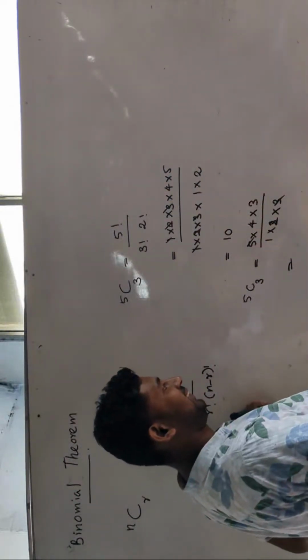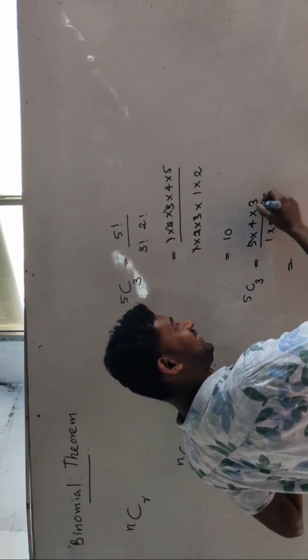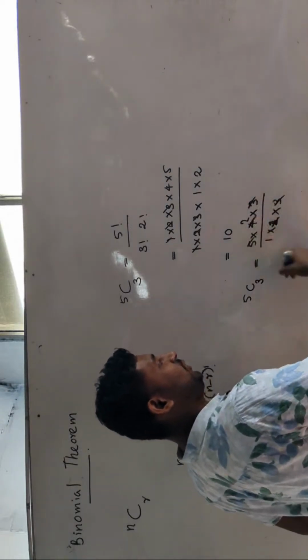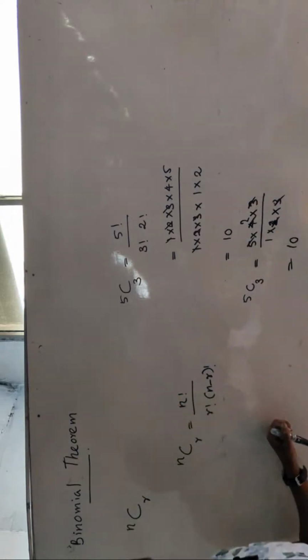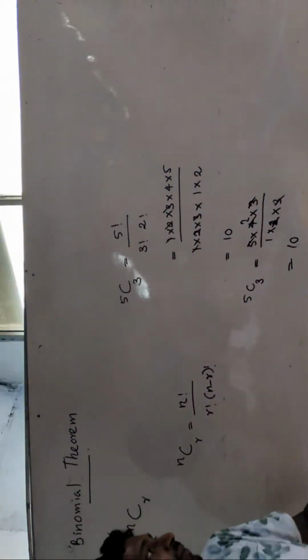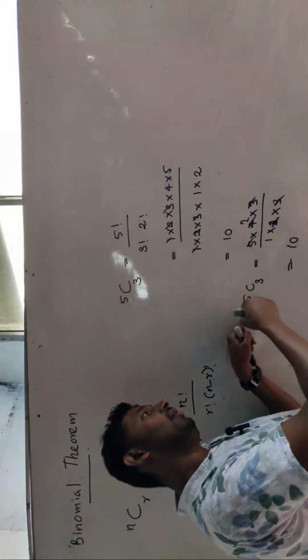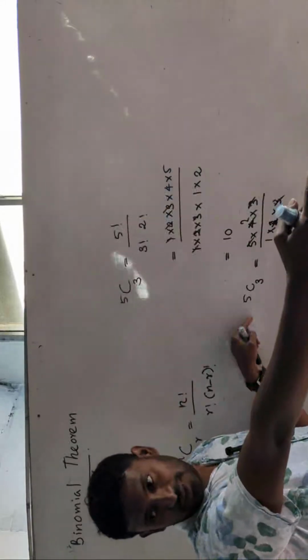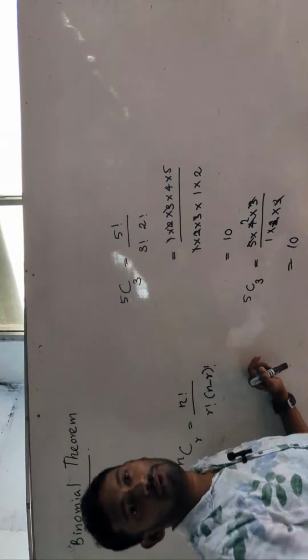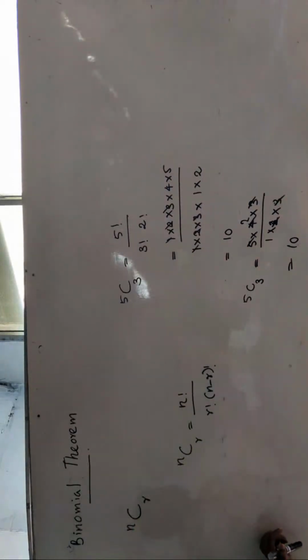What happened? 3 and 3 cancel, this leaves 2. 2 into 5 that is equal to 10. So that is the easy way, the shortcut method. Starting from 5, multiplied up to what? 3 numbers. Then divided by what again? Factorial 3. Again, you can get the answer just like that.